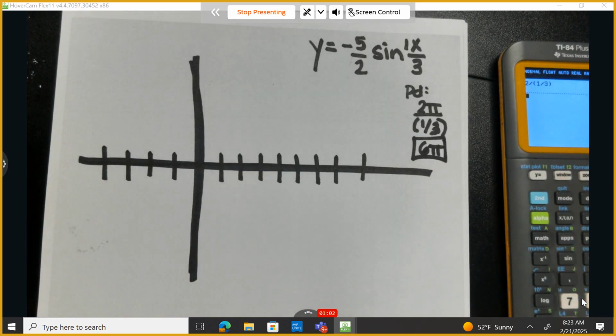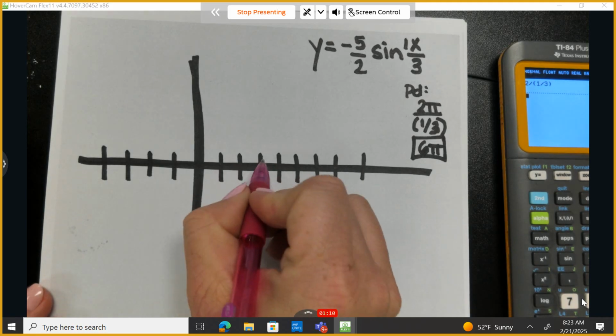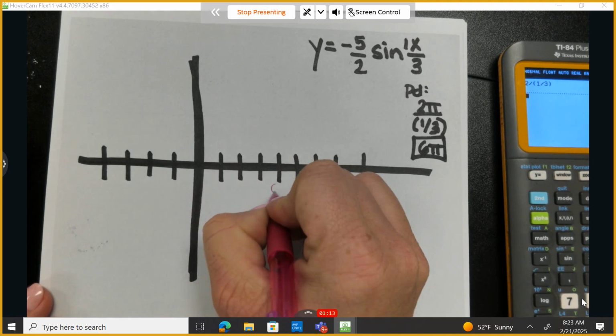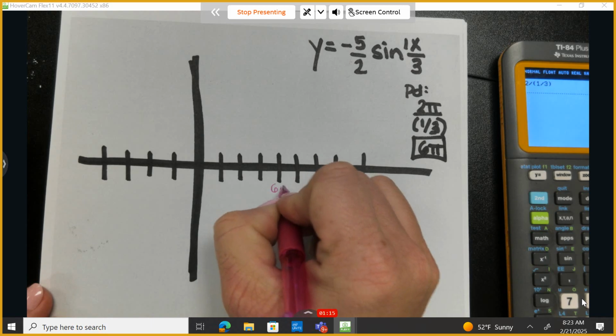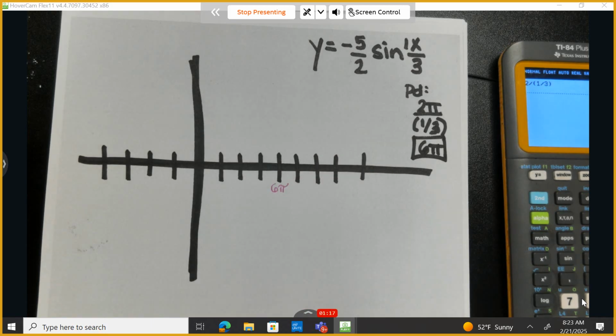So I'm going to grab my pen. I'm going to do 4 steps to the right, and then I get to write down 6 pi. 1, 2, 3, 4. Remember that sine, cosine, and eventually we'll learn about tangent are all 4 steps. All 4 steps.